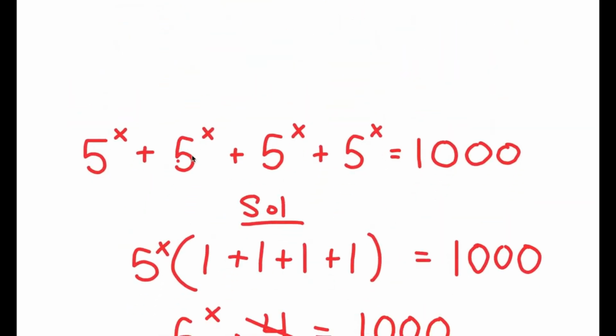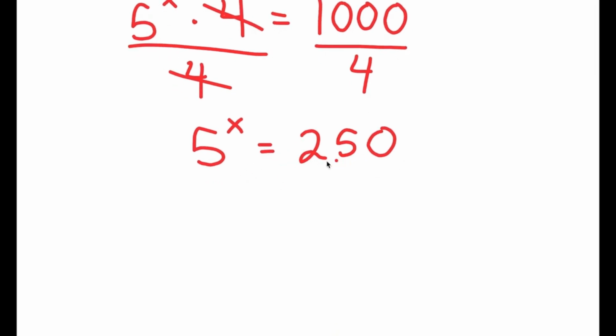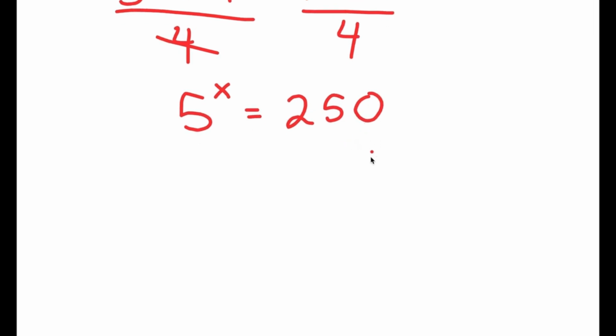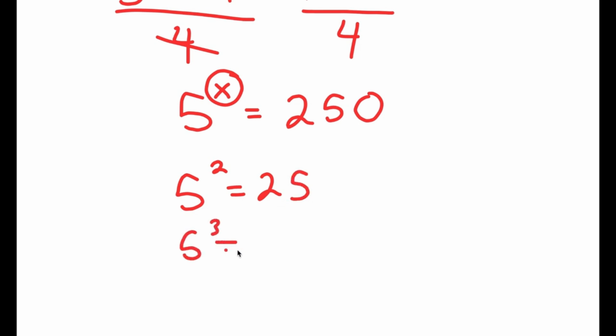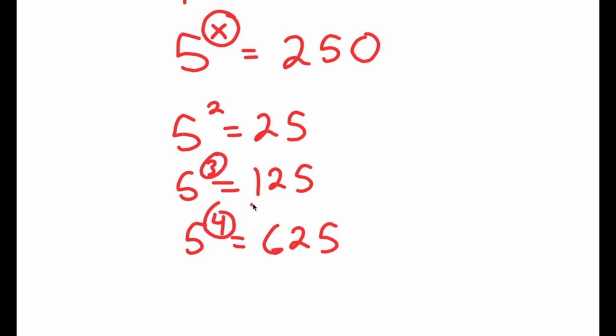So from this large equation here, we got to an equation that is significantly smaller. So we have 5 to the power of x equals 250, and just at first glance of this equation, we can tell that x is not going to be a whole number because we have 5 squared is 25, 5 to the power of 3 is 125, and 5 to the power of 4 is going to be 125 times 5, which is 625. So the value of x is somewhere in between 3 and 4.